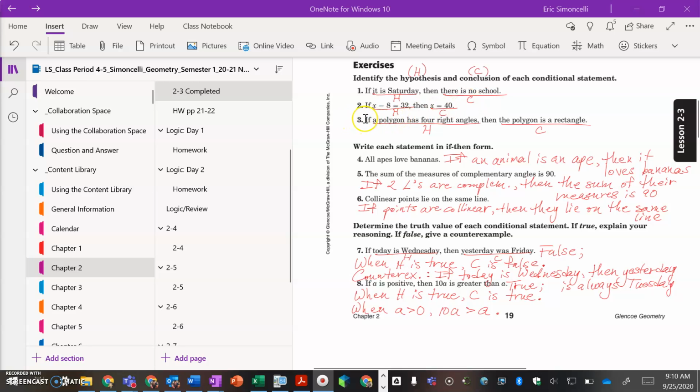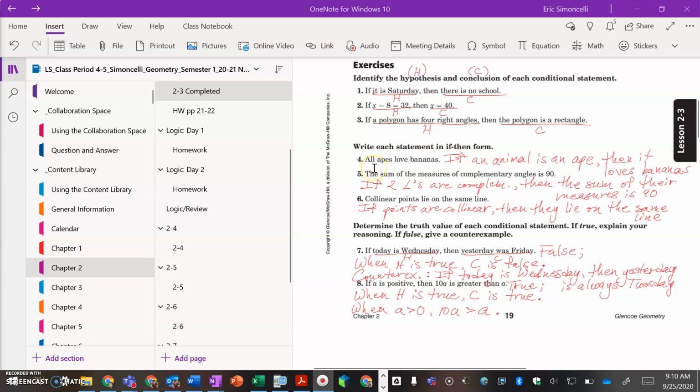Number 2, if x minus 8 equals 32, there's your hypothesis. Then x equals 40, underline that, that's your conclusion. Number 3, if a polygon has 4 right angles, hypothesis, then the polygon is a rectangle, conclusion. So we're differentiating hypothesis and conclusion simply from what the words if and then are allowing for.